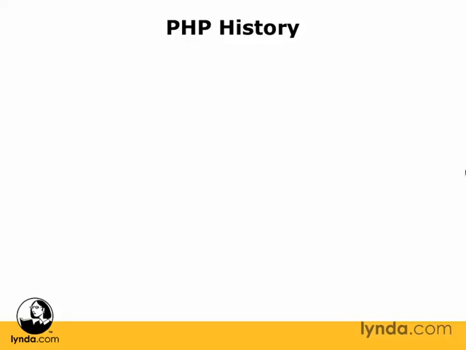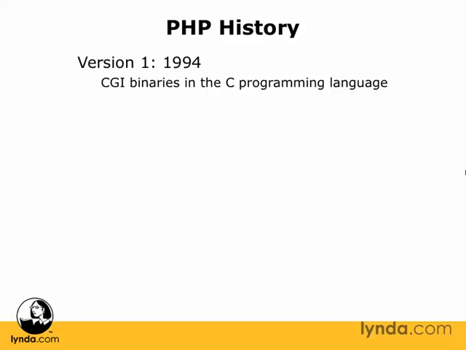In order to learn what PHP is now, it's going to be helpful for us to first examine the history of PHP. Version 1 of PHP was written by Rasmus Lerdorf in 1994, and it was a set of CGI binaries in the C programming language that he wrote to replace a set of Perl scripts that he'd been using to maintain his personal homepage. So basically, he was looking for a way to make maintaining his web page easier.